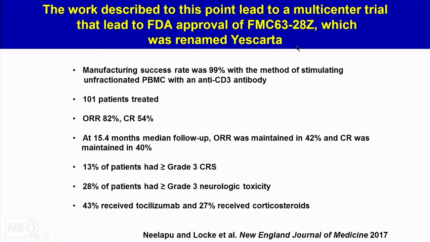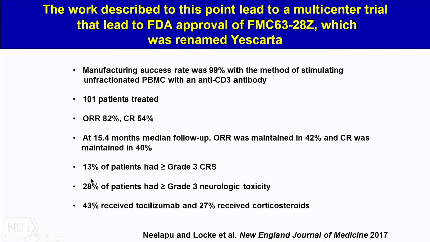But one of the big trials was called Zuma-1, and it tested this CAR, which was basically an extension of the work I just showed, the same chemo regimen, the same cell production process. The company treated 101 patients in a multi-center trial. Notably, the manufacturing rate for making the CAR T-cells was 99%. They got an overall response rate of 82%, complete remissions of 54%. So it was very similar results to the results obtained here at the NCI. At 15.4 months of follow-up, the overall response rate was maintained in 42%. CR was maintained in 40%.